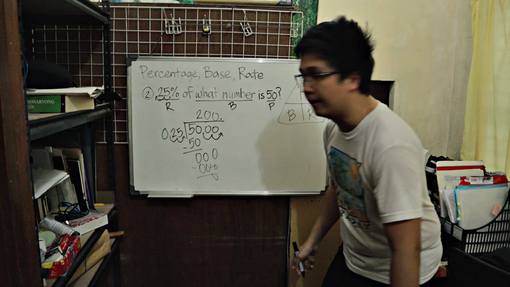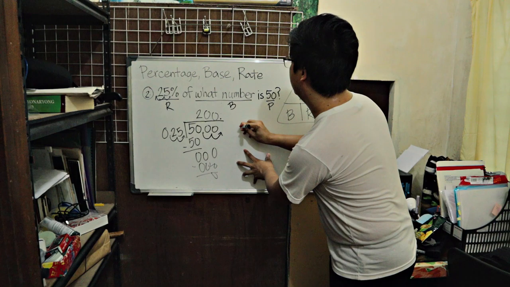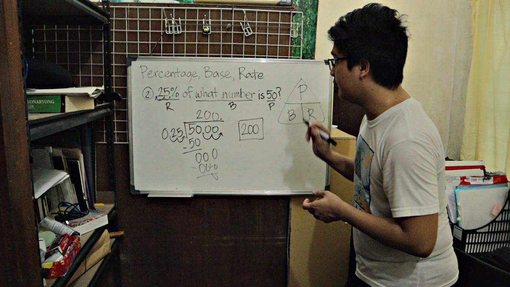So, 200 is what we get when 50 is divided by 0.25. So, 25% of 200 is 50, and that answer is our base.